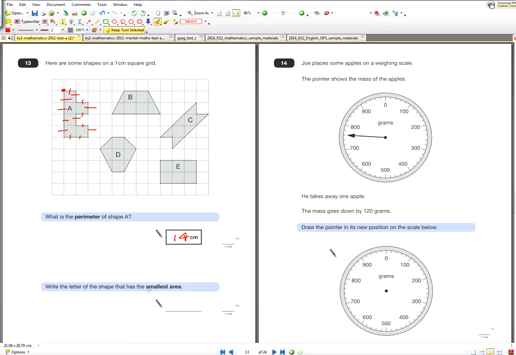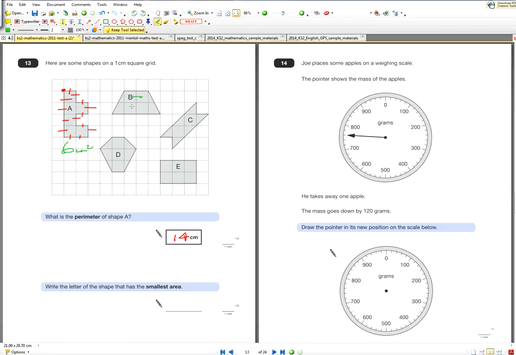Write the letter of the shape that has the smallest area. E. Okay, right. Well done, that's wrong. D. Okay. Now, when we're talking about area, we're talking about the number of squares that it contains inside. Now, let's have a look. Let's change color here again. So we have 1, 2, 3, 4, 5, 6. This has an area of 6 centimeters squared. Okay. Over this one here.